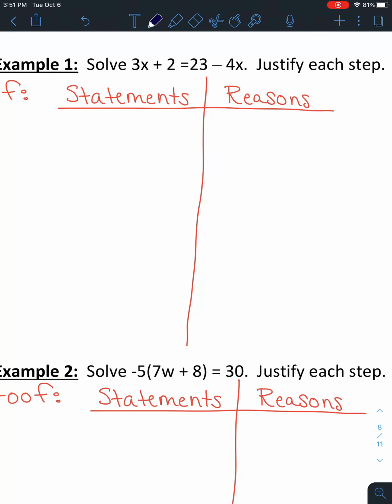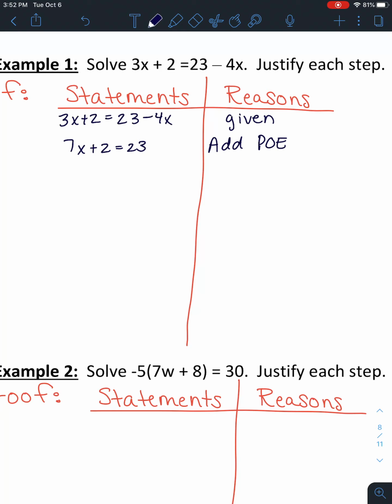Now, anytime we're doing two-column proofs, the first thing you're always going to do is what you're given. So, we are given 3x plus 2 equals 23 minus 4x. And that reason is given. Okay, I'm going to add 4x to both sides, so that gives me 7x plus 2 equals 23. And that was my addition property of equality. I always write POE for property of equality. If you would like to abbreviate in some other way, go for it.